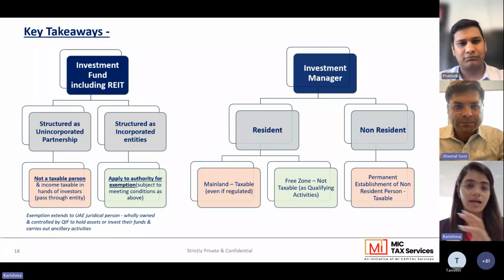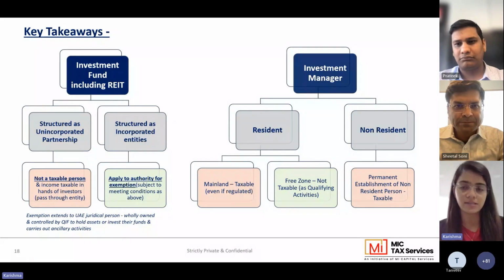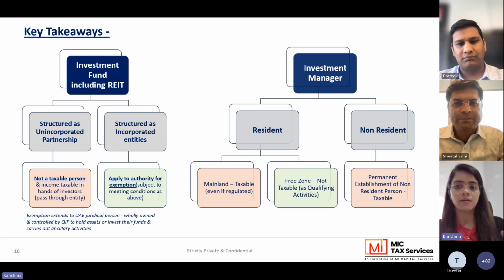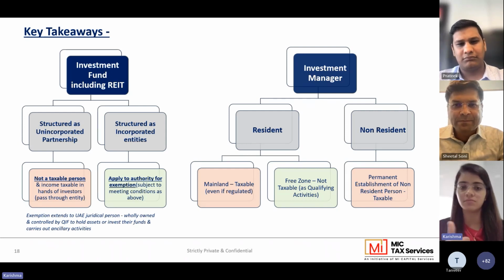And if you are incorporated as a structured entity, like a company, legal entity, shareholder or single proprietor, whatever fund is being registered, then you can apply to the authority to claim the exemption, again subject to the conditions explained earlier by Pratik sir in the presentation. And moving on to the investment manager, if you are a resident located in the mainland, you will be taxable.